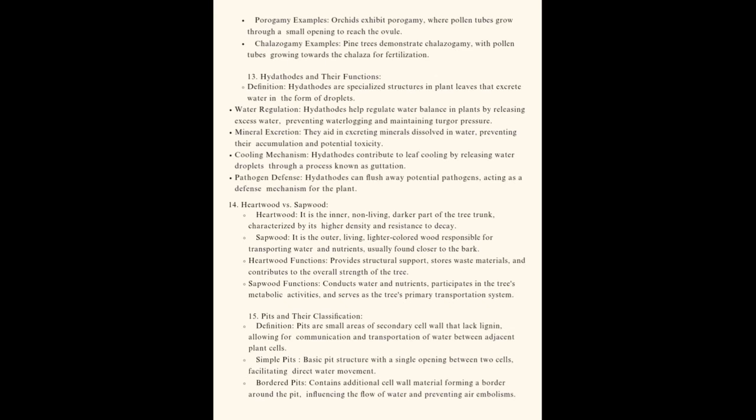13. Hydathodes and their functions. Definition: hydathodes are specialized structures in plant leaves that excrete water in the form of droplets. Water regulation: hydathodes help regulate water balance in plants by releasing excess water, preventing waterlogging and maintaining turgor pressure. Mineral excretion: they aid in excreting minerals dissolved in water, preventing their accumulation and potential toxicity.